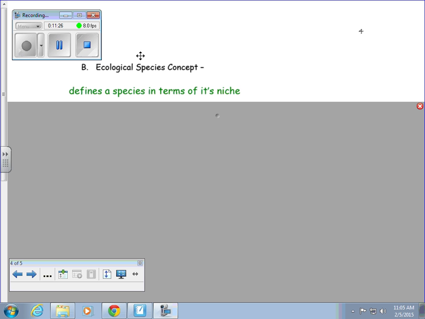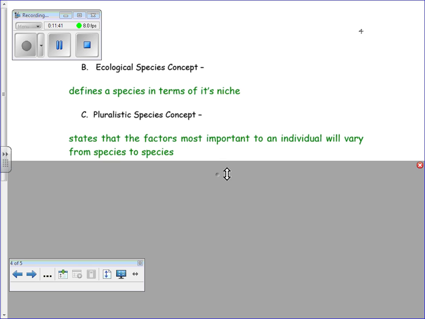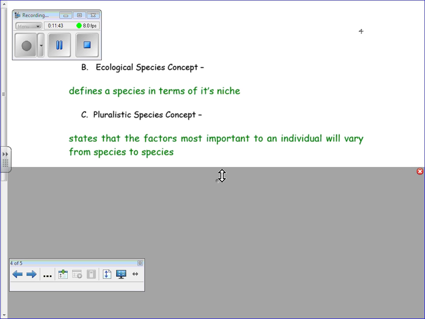It's also possible to define a species through the ecological species concept, which simply means you're defining a species in terms of its job, in terms of its niche. What is its role in the environment? The pluralistic species concept would mean that you would define a species based on the factors that are most important to an individual, and this is going to vary from species to species.